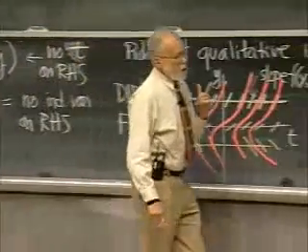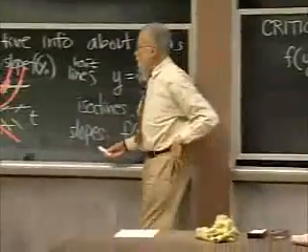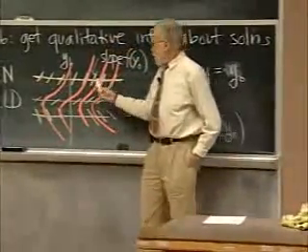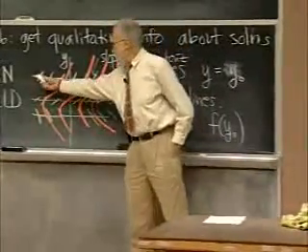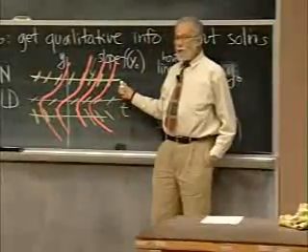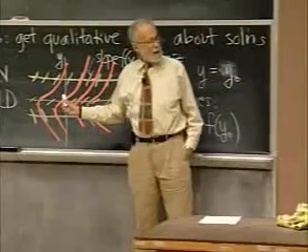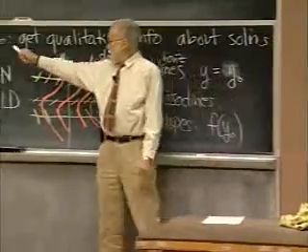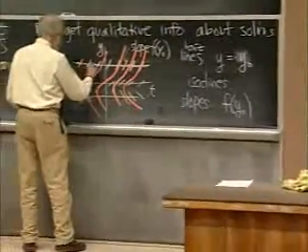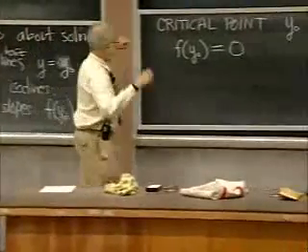Now, what's interesting about them? Well, for a critical point, look at that isocline: what's the slope of the line elements along it? It is 0. And therefore, these are solution curves. But let's prove it formally.